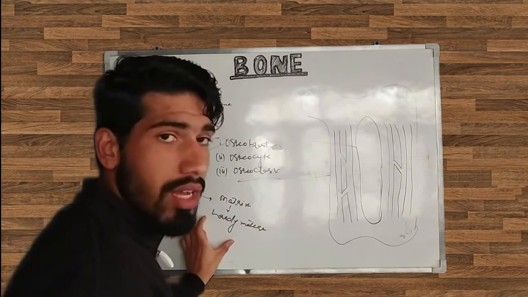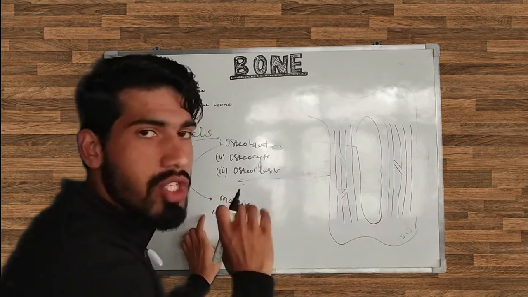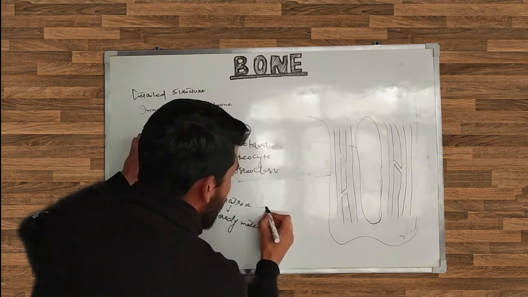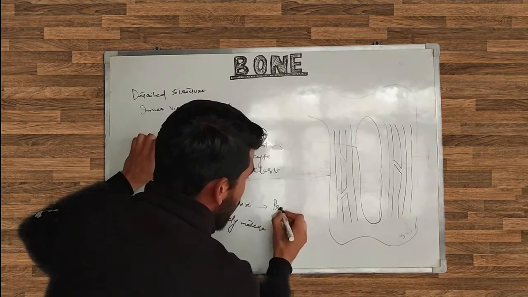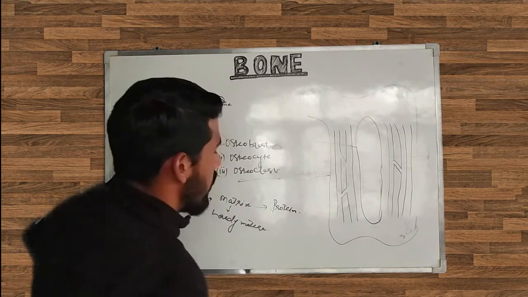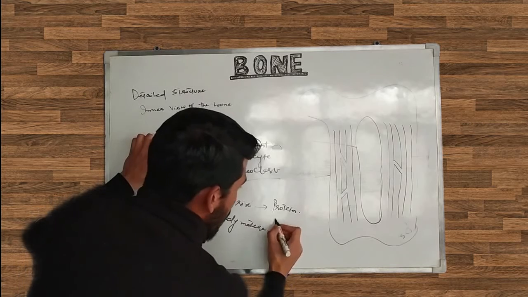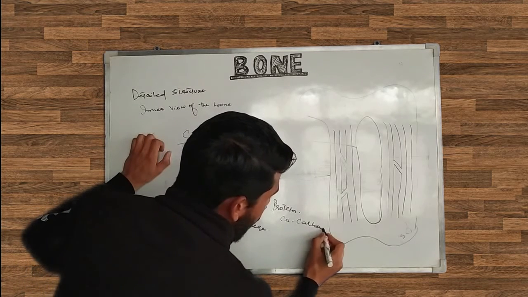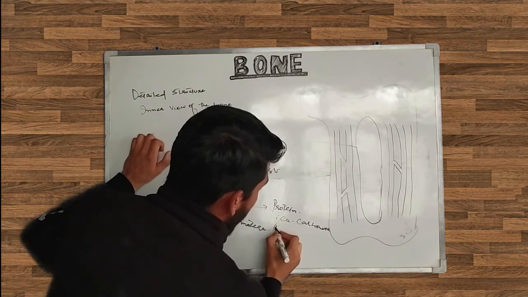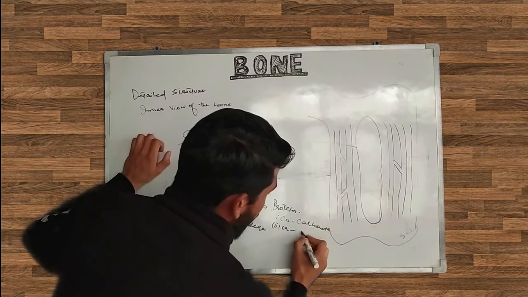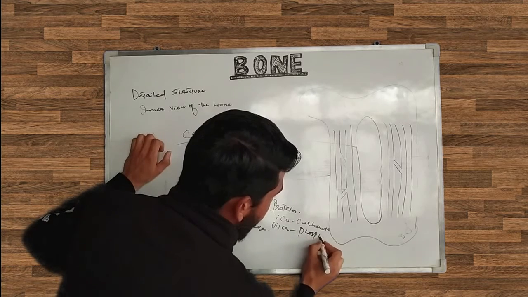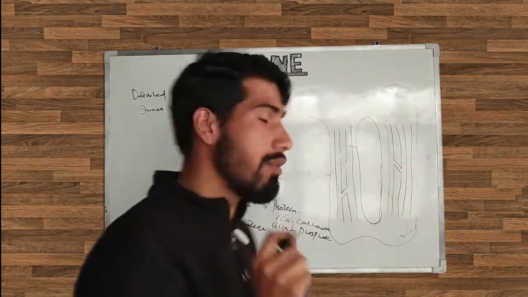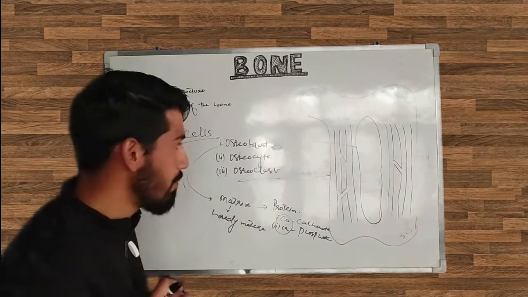This matrix is hardy material, okay? I will tell you the composition of the matrix. The composition of this matrix is protein and another two things: calcium carbonate and calcium phosphate. These two, calcium carbonate and calcium phosphate, make the bone, make this matrix hardy.